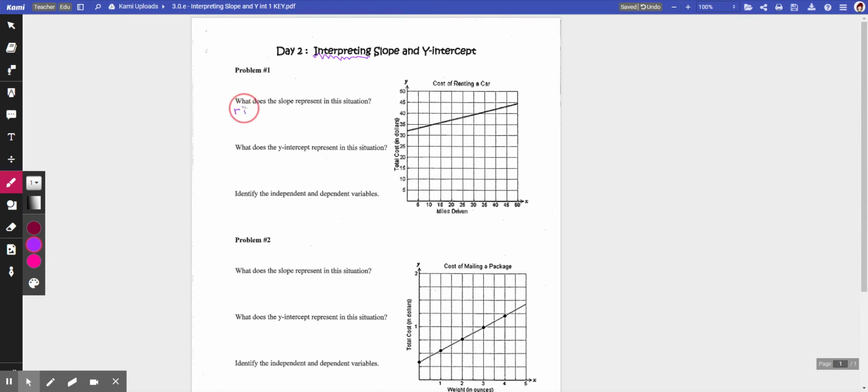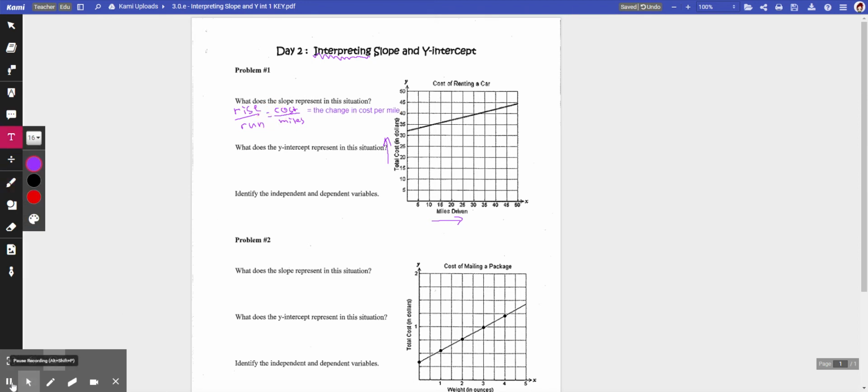So rise is changing in y, and your run is your x. So your y is the cost and your x is the miles. So it's cost over miles. So in a sentence, it's the change in cost per mile. Or you could call it the increase in cost per mile because this one specifically is an increase.